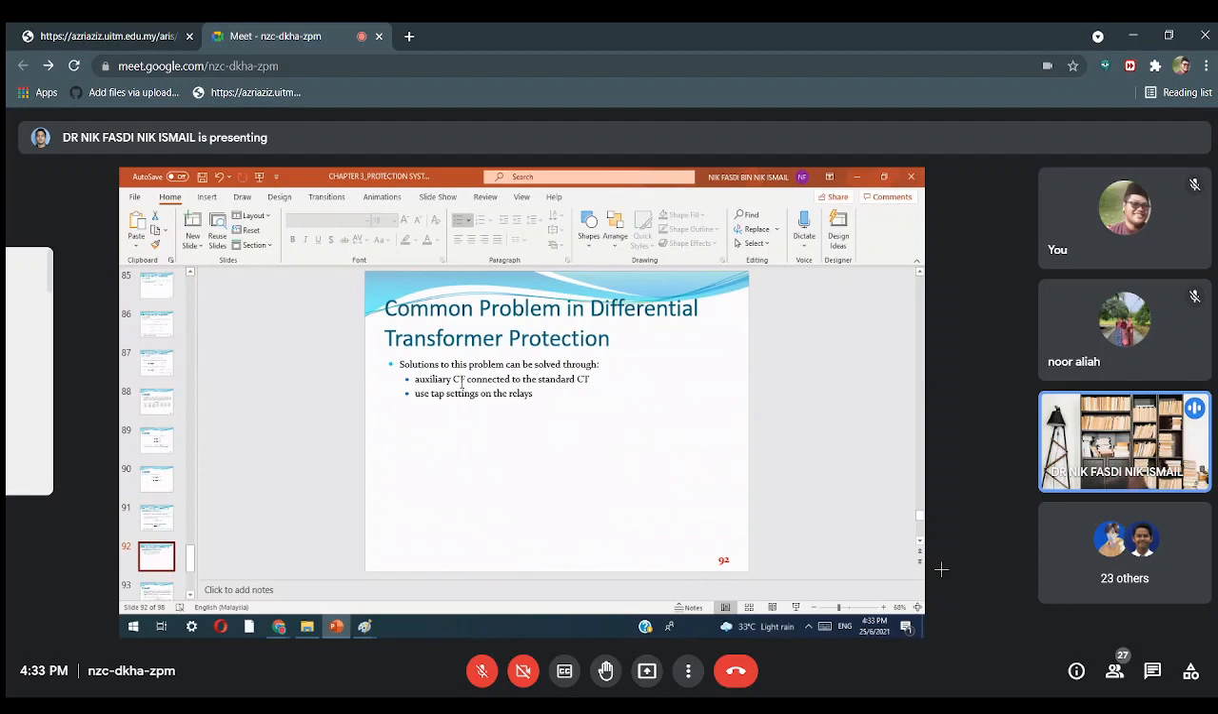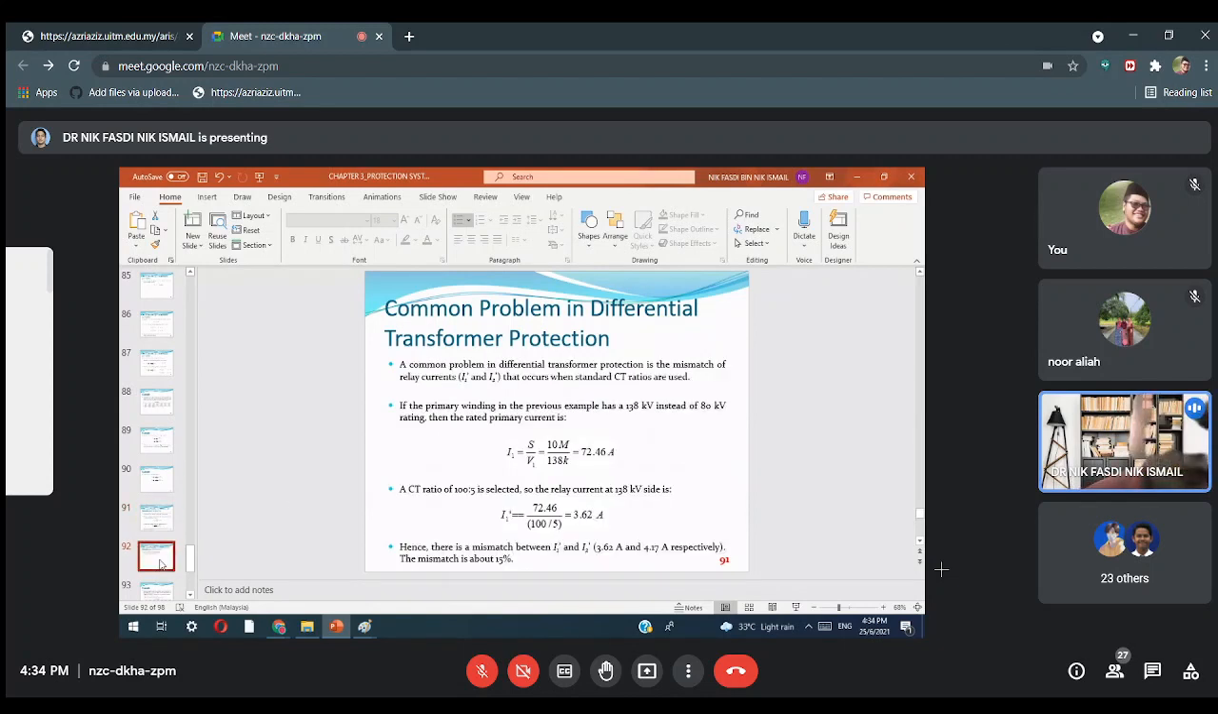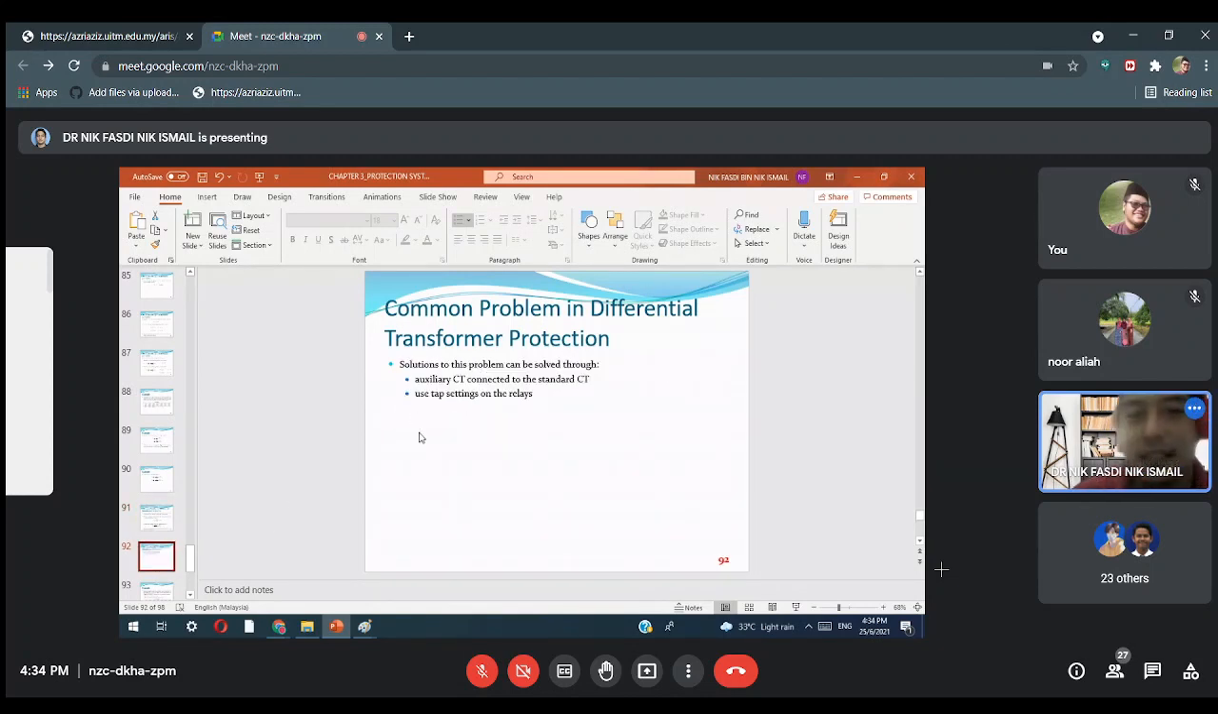Solution to this problem can be solved through auxiliary CT. Dia ada, kita pakai CT circuit. Auxiliary lah. Additional CT connected to the standard CT. Use tap setting on the relay. So kita juga boleh pakai dua cara. Satu tap setting. Tap setting apa tap setting? Tap setting dia ada tapping, kita boleh step up the voltage or step down the voltage.